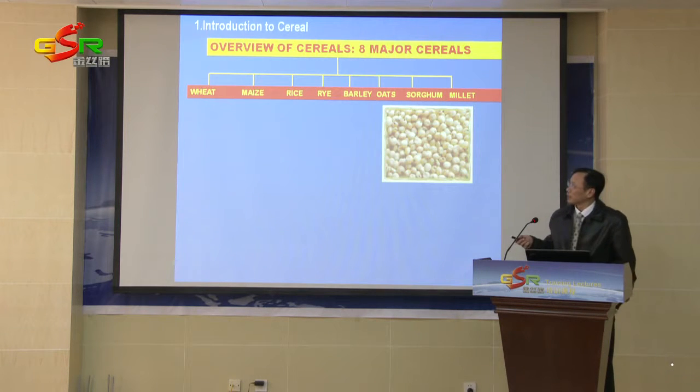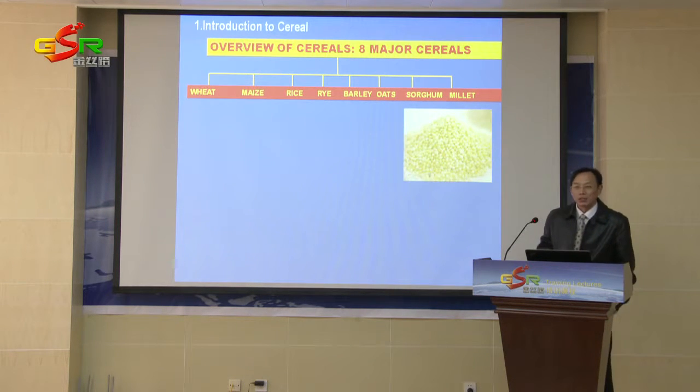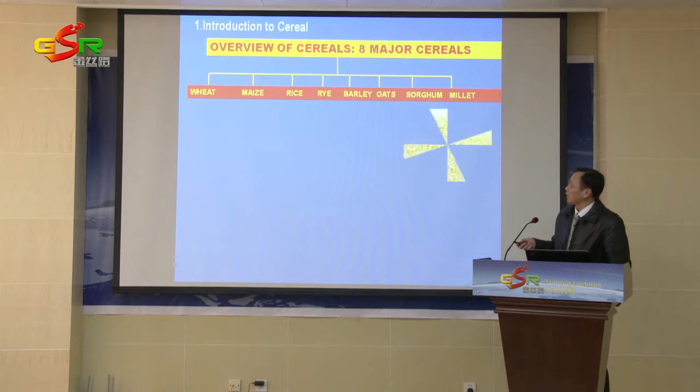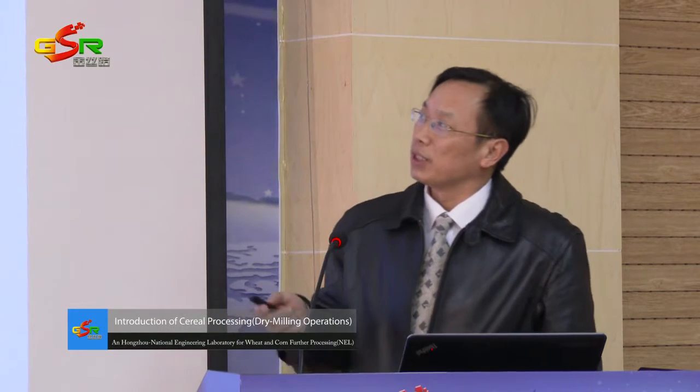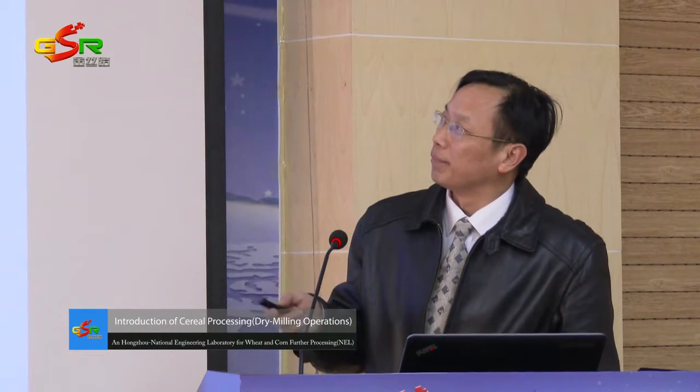And all these cereals contain more dietary protein, carbohydrate, and the complex of vitamin B, vitamin E, iron, and mineral salts, and the fiber. These cereals provide the people all of the staple food in the world.